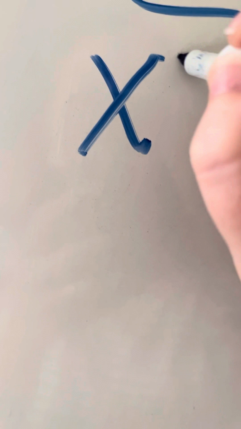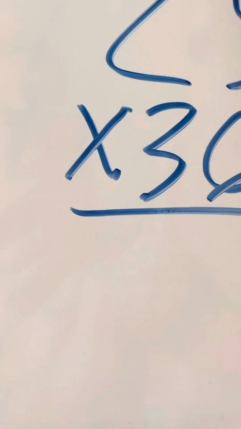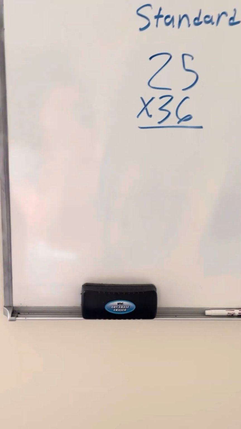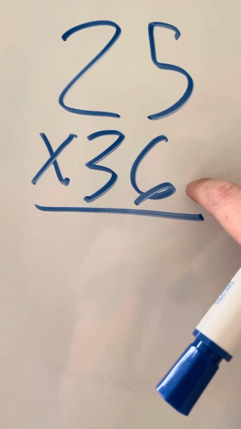So if we remember just quickly, with the standard method you just branch out to each part of the equation. And we're going to keep the equation the same. 25 times 36. Let me back up just a little bit. So we're going to keep the equation the same, and this is just the standard method. All right, so the standard method, a lot of you are familiar with. So now we're just branching out, and in the standard method, we always start in the ones place.